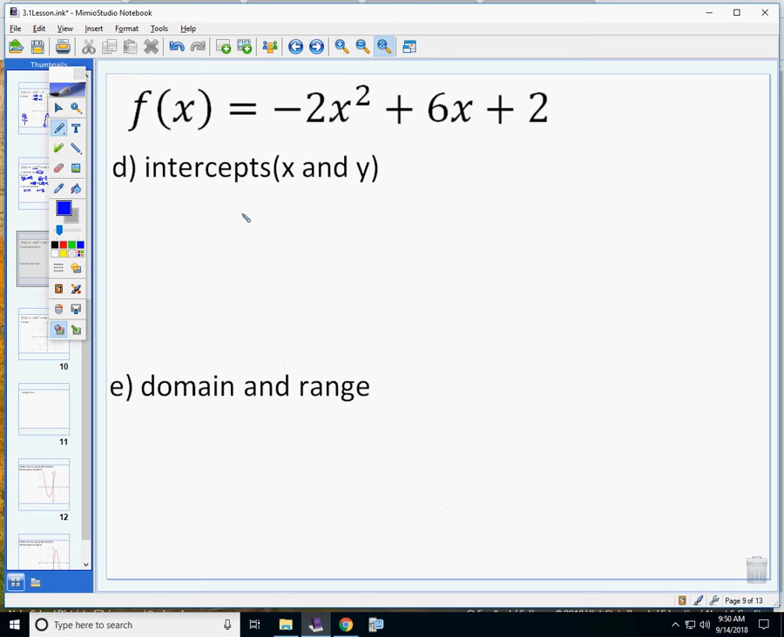Right, the y-intercept, remember that's the easiest to find. We plug in 0 for x. That gives us an answer of 2. Now most of you should start recognizing that, hey, this right here is your y-intercept.